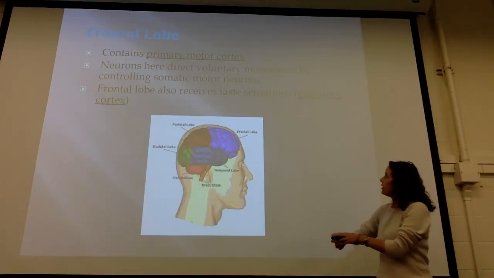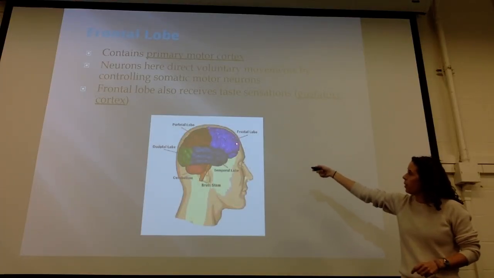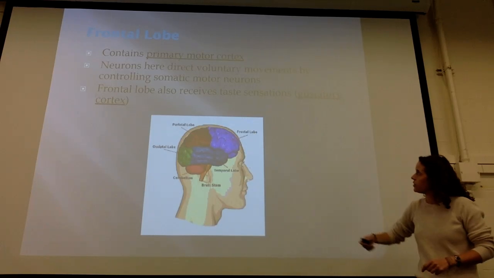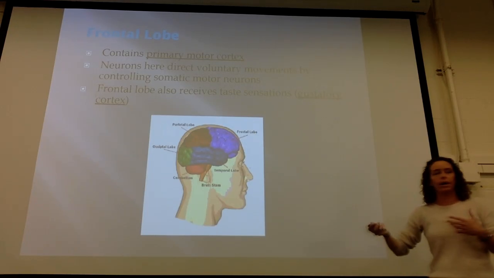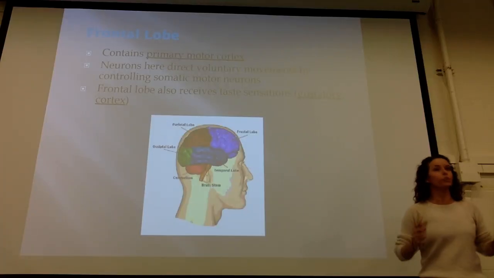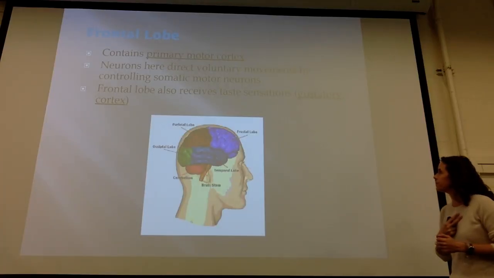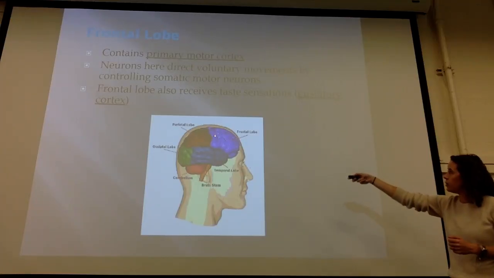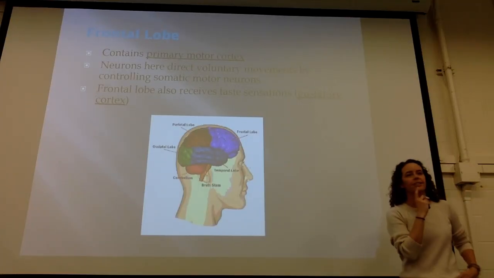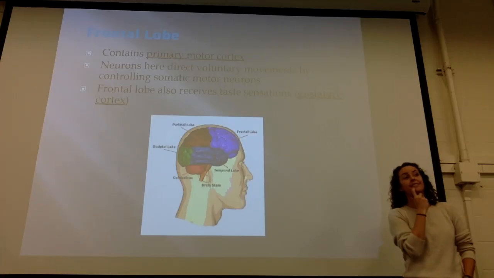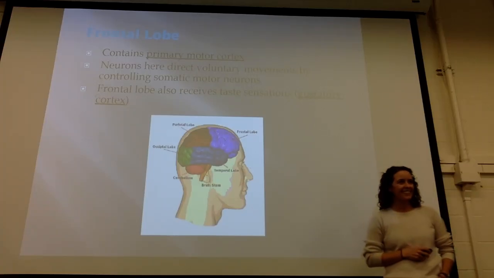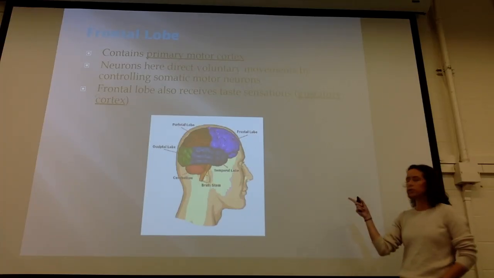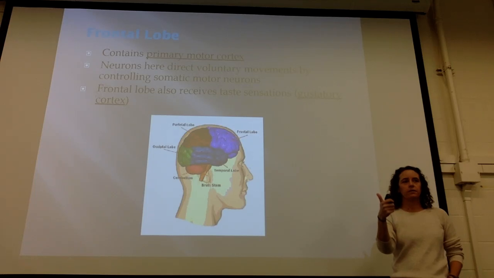The frontal lobe here is the primary motor cortex. So this is where we are controlling somatic motor sensations, so skeletal muscle, stuff that we have control over. Also in the frontal lobe here, we have our gustatory cortex. Anyone know what sense gustatory might be referring to? The sense of gustation? Taste. Okay, so frontal lobe: motor cortex and taste.